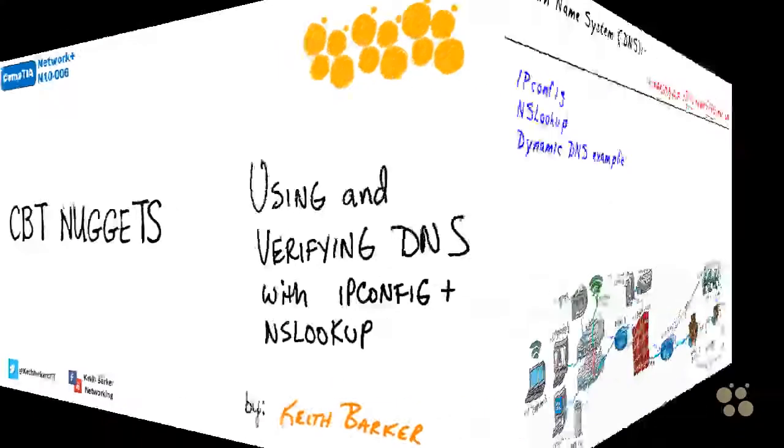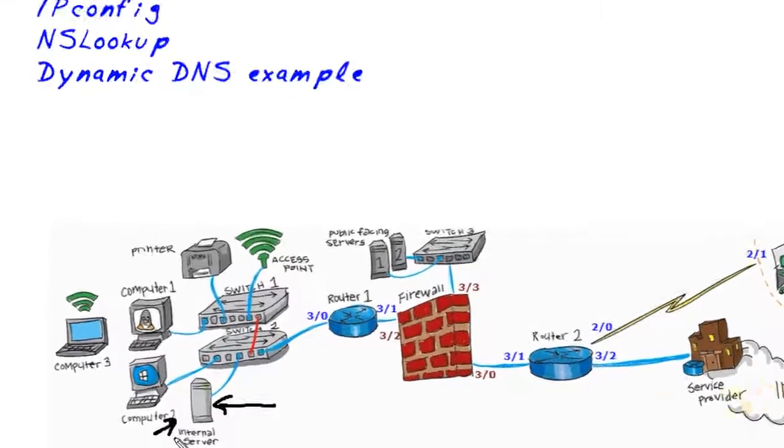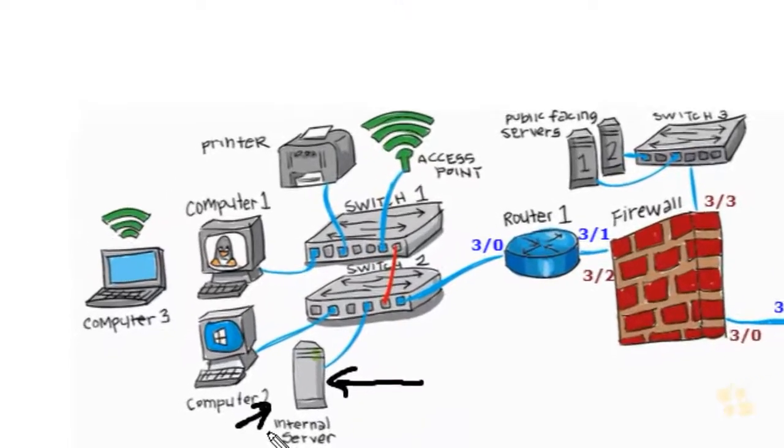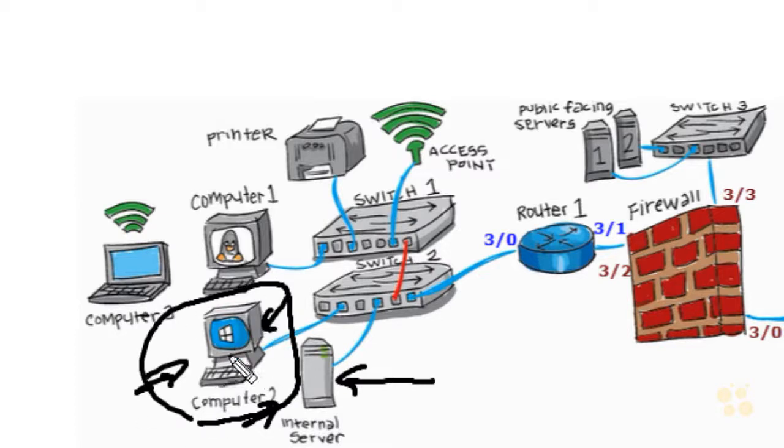Let's begin. So I want to walk you through what it looks like, just a little sample of configuring DNS on an internal Windows 2012 server. Then we'll take a look at Bob's computer, which is computer number 2 here, and we'll verify on Bob's computer using ipconfig whether or not it has a DNS server that it can use.